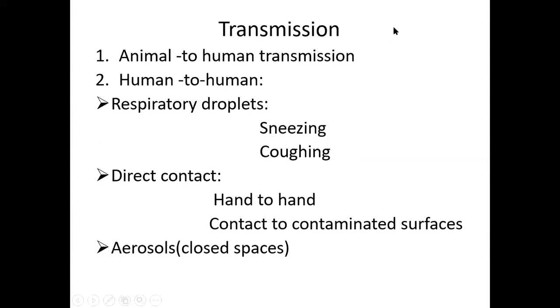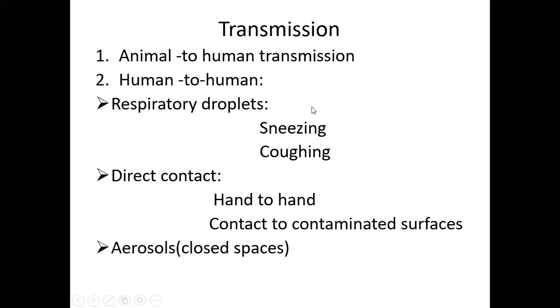How is COVID-19 transmitted? The modes of transmission: one of the most important modes of transmission is human to human, and animal to human transmission is also suspected. So the human to human transmission is well recognized, and the animal to human transmission is also involved. So these are the two modes of transmission.